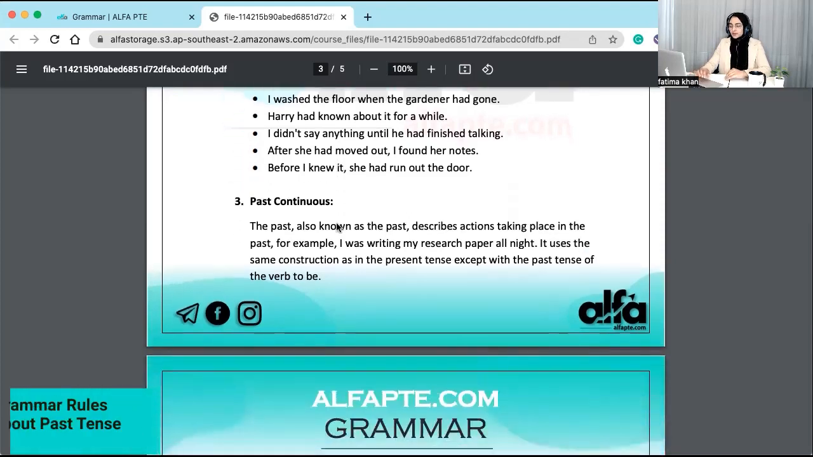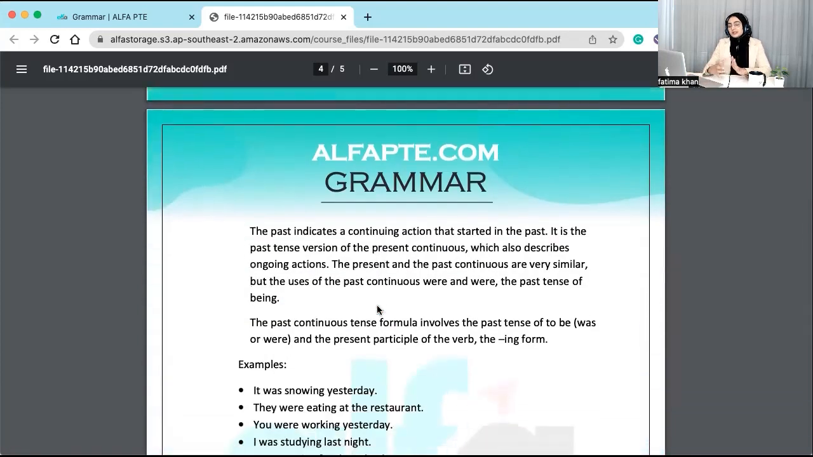Moving on to the third one, past continuous. It's used to describe an action in the past, but it is indicating that it is a continuing action. Although it started in the past, it was a continuous thing. It was ongoing for a while. Okay, so the present continuous and the past continuous sometimes are quite similar, but the past continuous is in the past tense.